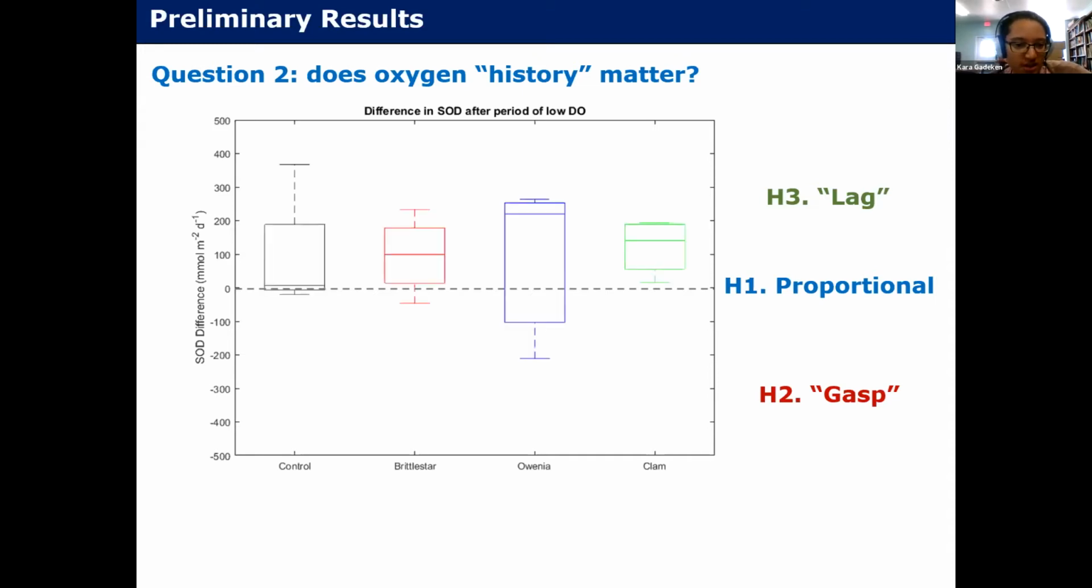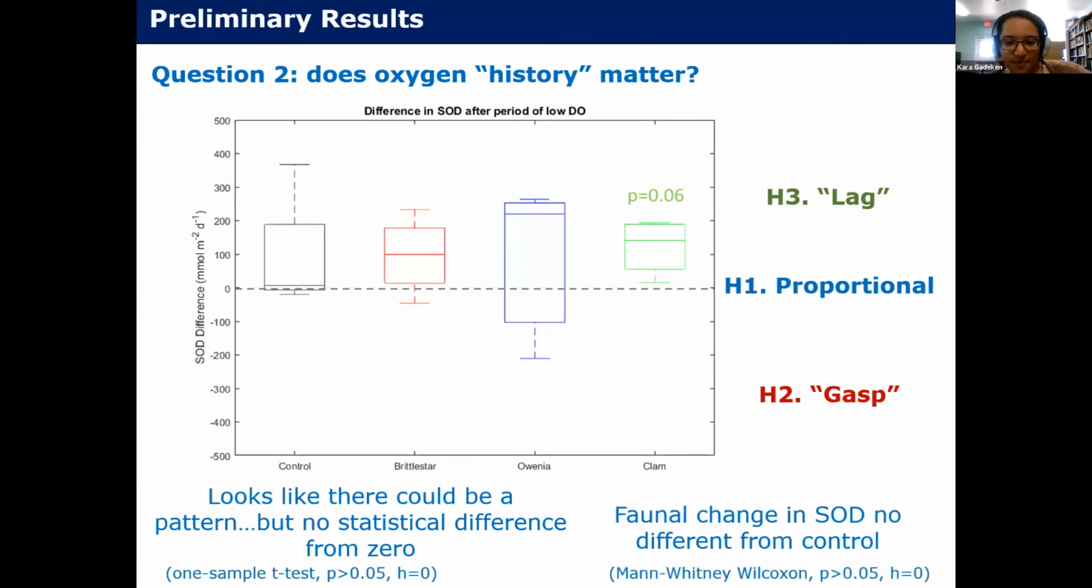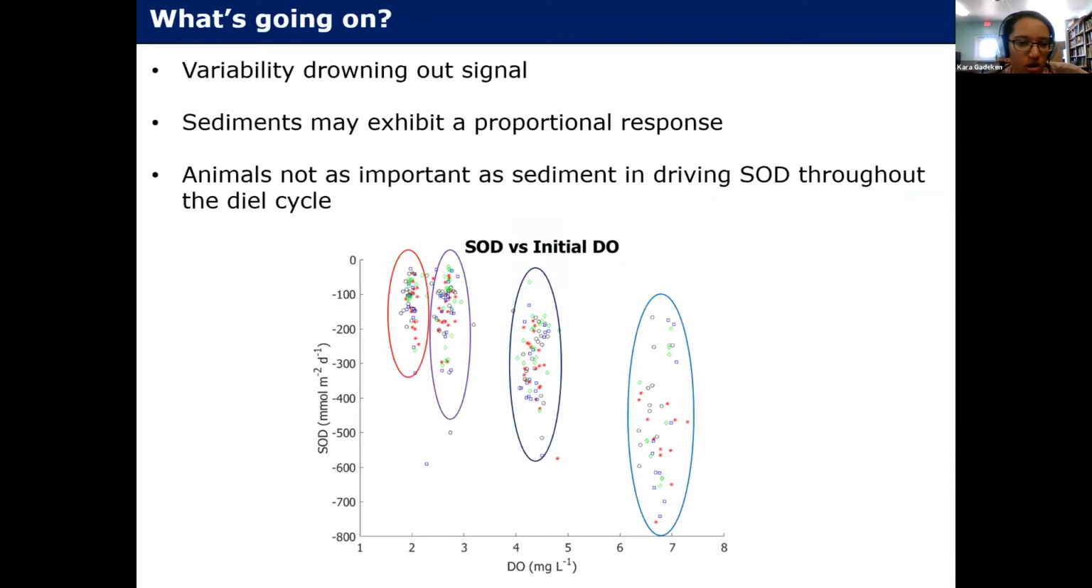When we actually look at the data, at first glance, it looks like there could be a pattern, but a t-test showed that there was no significant difference from 0, again, except for the clam. What's going on there? When we compare the animal treatments to the control, we see that none of the fauna were statistically different from the control in the amount of change in SOD between those two time points. So it seems to be indicating that a proportional response is most likely and that the animals aren't having an effect. So what's going on here?